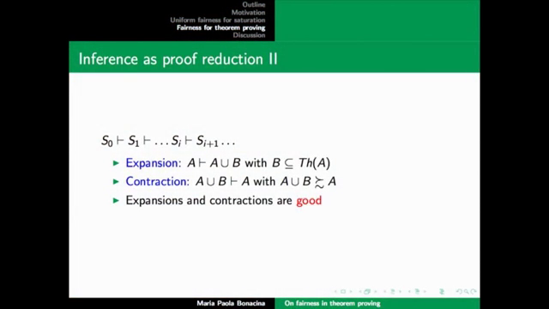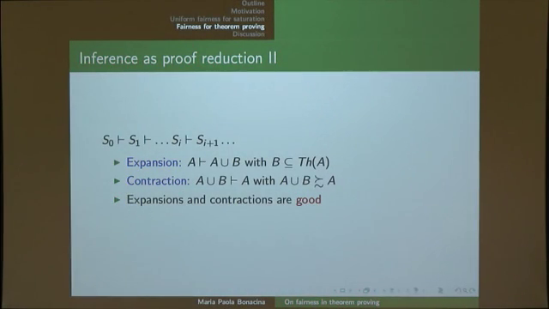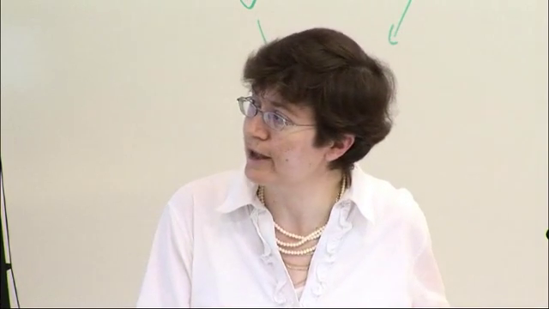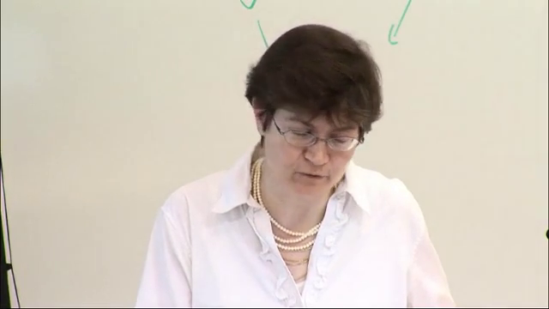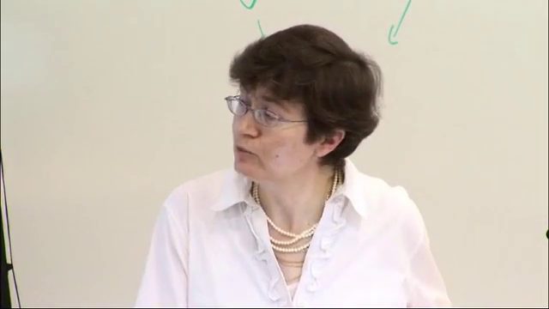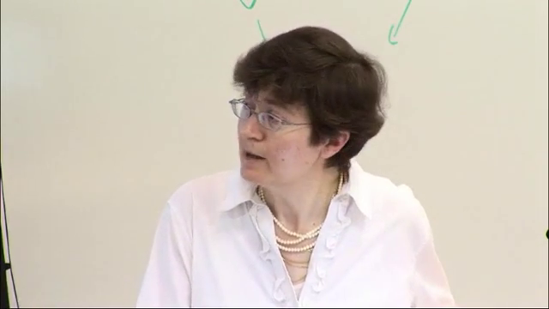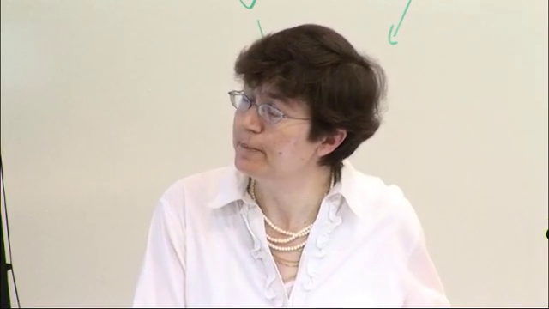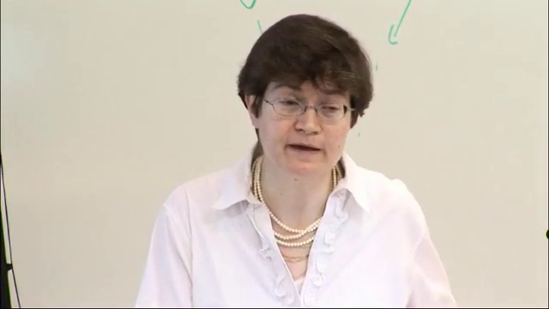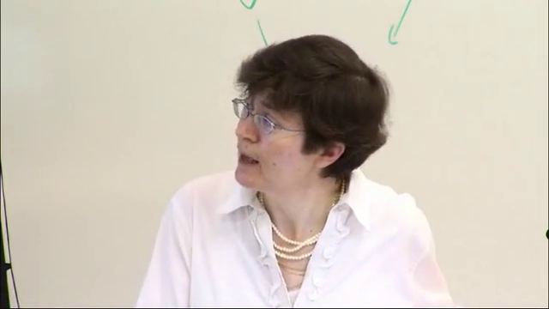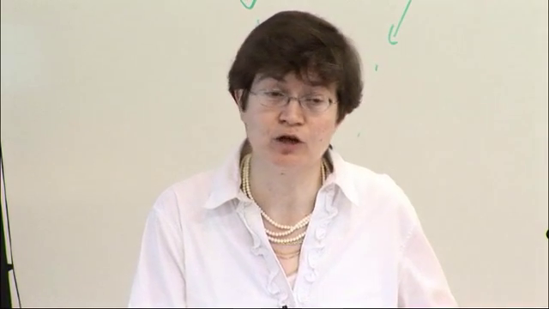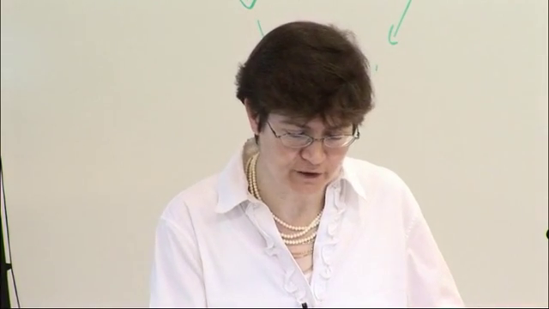Now, I already talked about expansion and contraction, and here comes the formal definition. Expansion means adding logical consequences. So from A, we infer A union B, where B are logical consequences of A. Contraction means that we remove something. We remove B. From A union B, we go to having only A. But we want A to be simpler than A union B, which means they are equivalent. So whatever I throw away is still a logical consequence of what I keep. And moreover, what I keep has better or equal proofs. And both expansions and contractions are good.